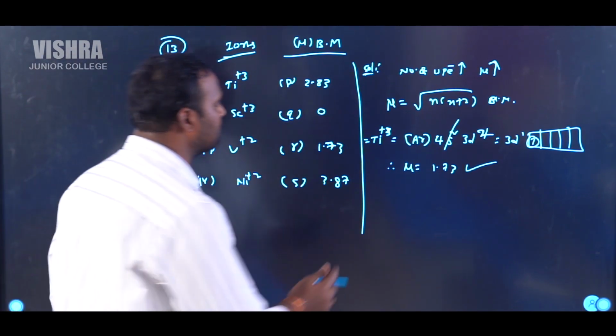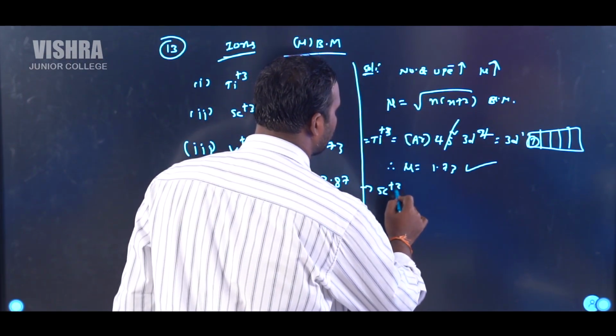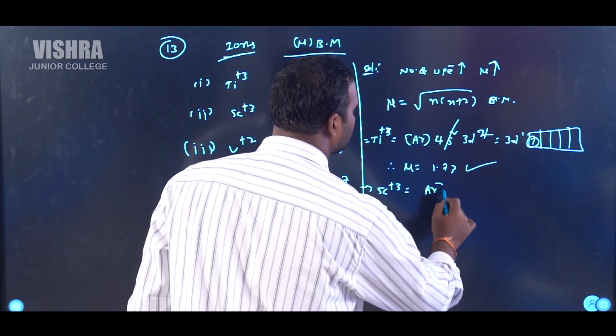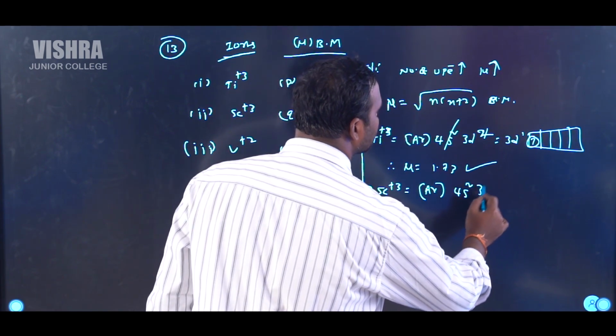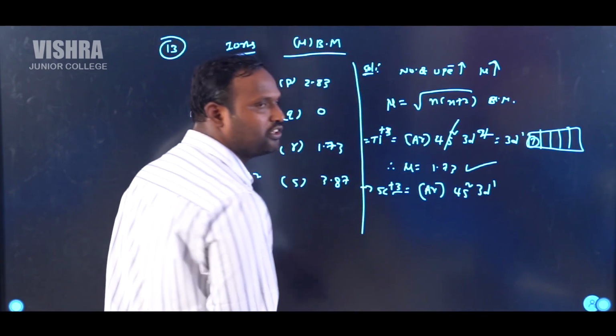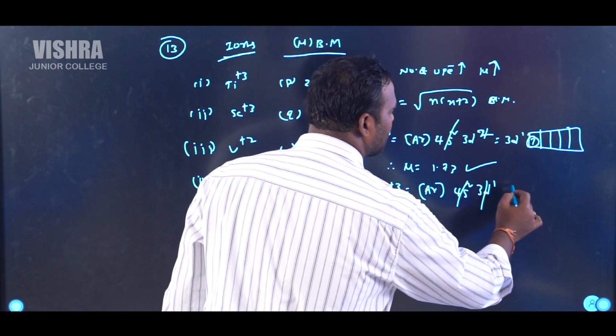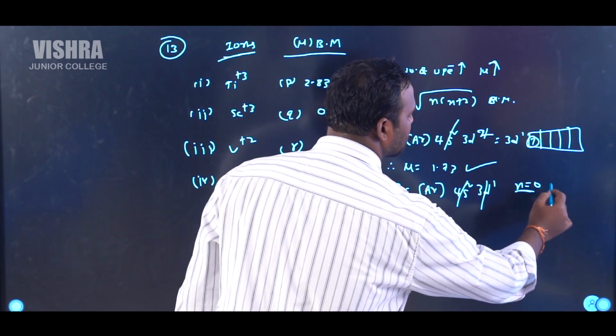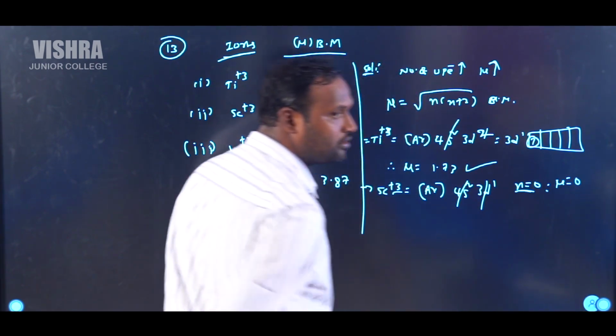If it is scandium plus 3, what is the electronic configuration of scandium? Argon 4s2 3d1, but it contains 3 positive charges. If you remove 3 electrons, then the number of unpaired electrons becomes 0. So the magnetic moment is also 0.